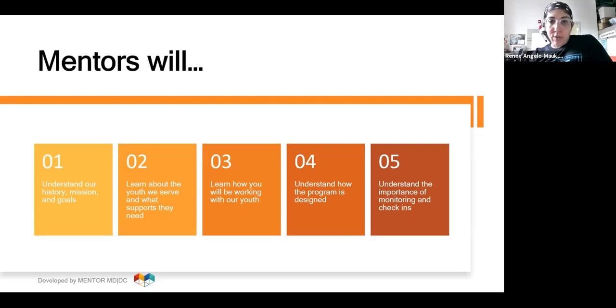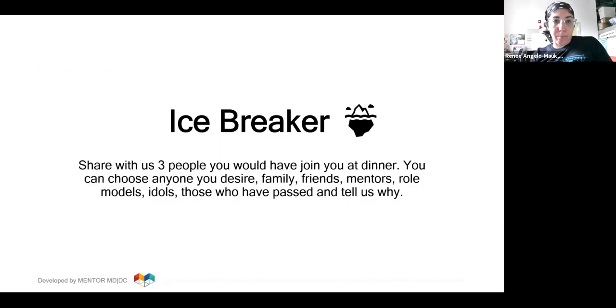So these are our objectives, which again are a key part of adult learning. Letting people know what they're going to learn up front, so they're expecting to receive the information. So for this part of the orientation: history and mission, learning about the youth, how you'll be doing it, how the program is designed, and the importance of monitoring.